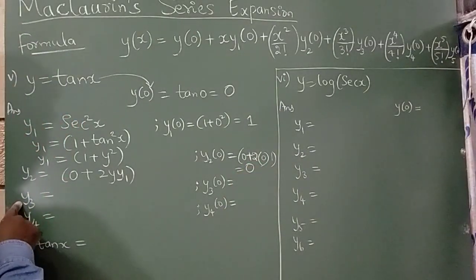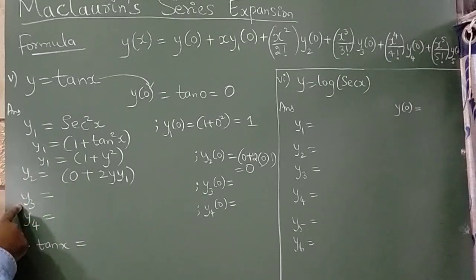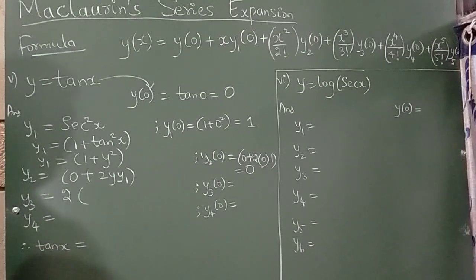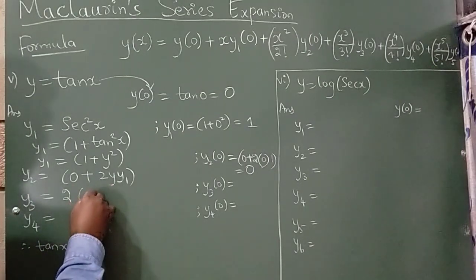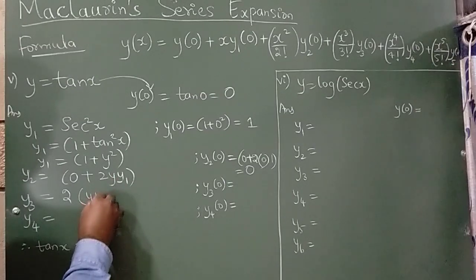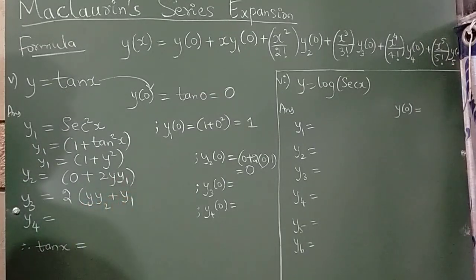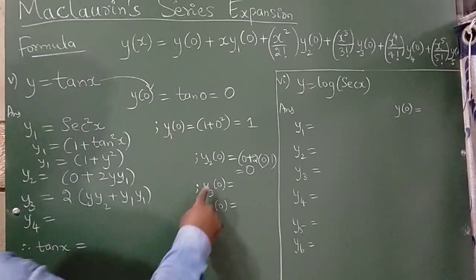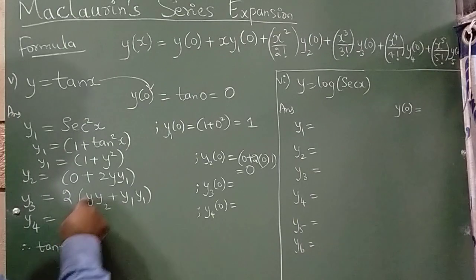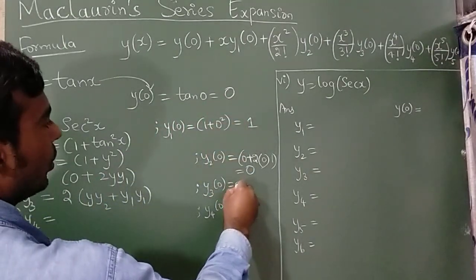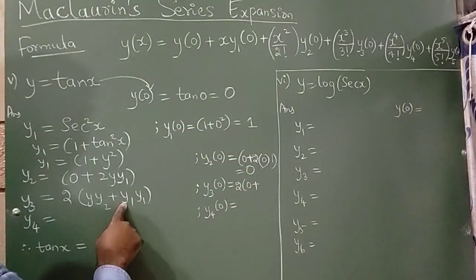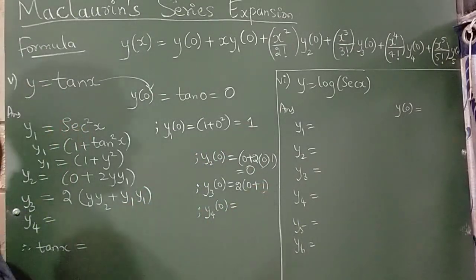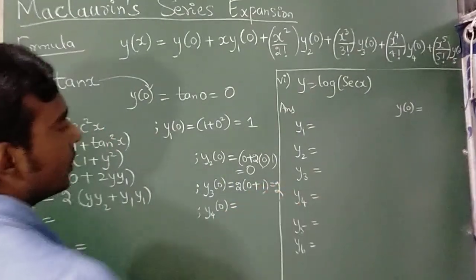Now y3. If I differentiate y2, I will get y3. So I will write here 2, differentiating y and y1 by UV method. Fine. So y. If I differentiate y1, then I will get y2 plus I will keep y1 as it is. If I differentiate y, then again I will get y1. So y3 of 0. Now what is y? Y is 0. So 2 into 0 plus what is y1? y1 is 1. So 1 into 1 is 1. So 0 plus 1 is 1. 2 ones are 2. So the answer is 2.